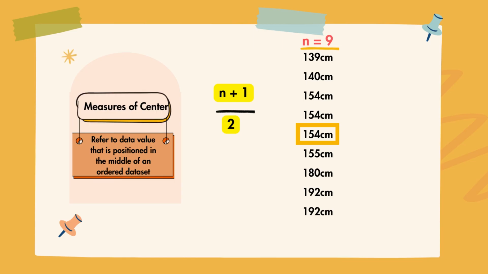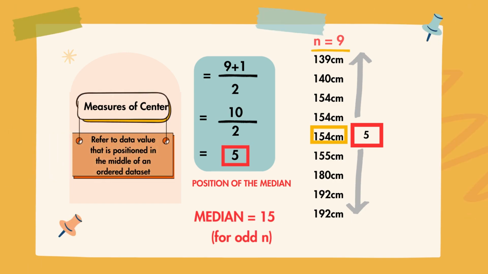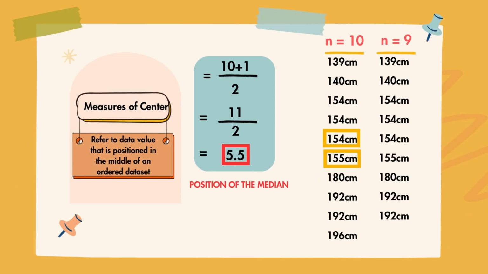To find the middle value, we use the formula (n + 1) / 2, where n is the total number of data points. Since there are 9 data points, the middle position is (9 + 1) / 2, which gives us 5. So the fifth value in the ordered dataset is 154 centimeters, which is the median, representing the center of this data, and this value helps us understand the typical height in this group.